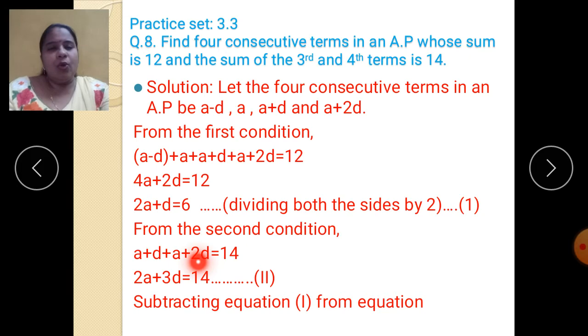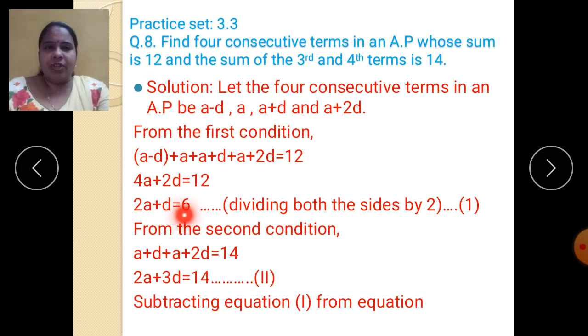Now here there is no minus sign. Nothing can be cancelled. A plus a is 2a. D plus 2d is 3d is equal to 14. Nothing can be cancelled. There is no common factor, so nothing can be reduced. Leave it as equation number 2.